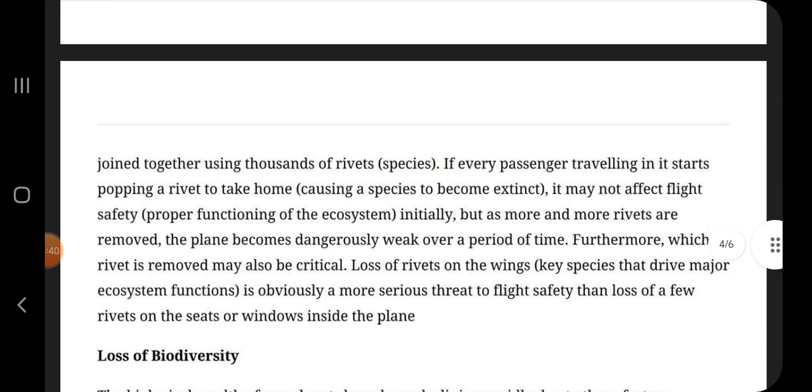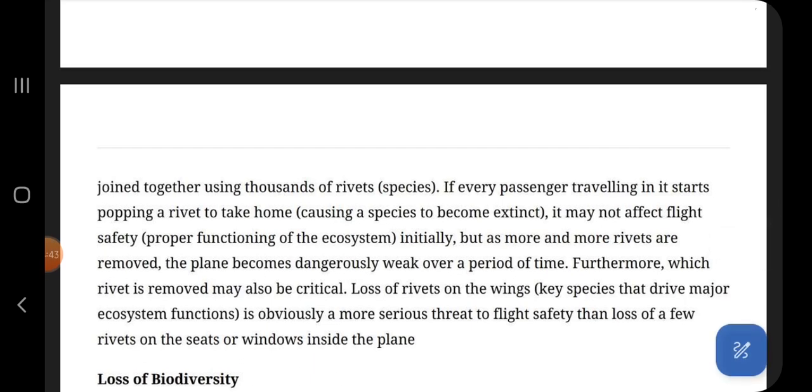And if every passenger traveling in it starts popping out a rivet to take home, it is like causing a species to become extinct. It may affect the flight safety, just like the proper functioning of the ecosystem. Initially it is fine, but as more rivets are removed, the plane becomes dangerously weak over a period of time. Furthermore, which rivet is removed may also be critical. Loss of rivets on the wings is obviously a more serious threat to flight safety than loss of a few rivets on the seat or window inside the plane.